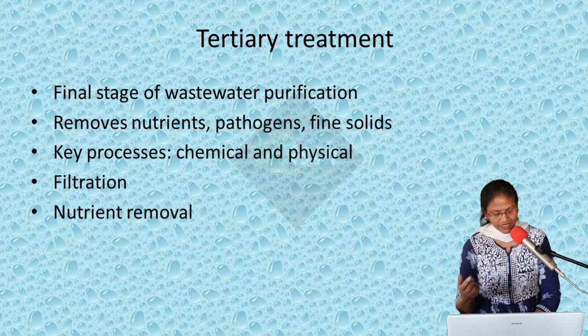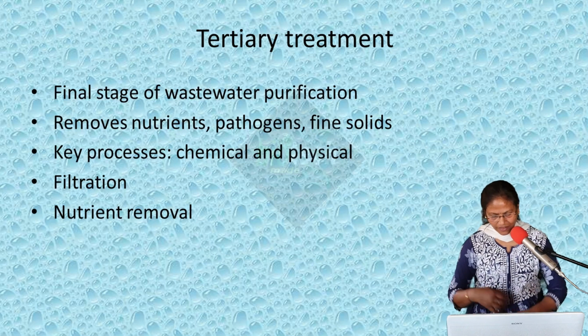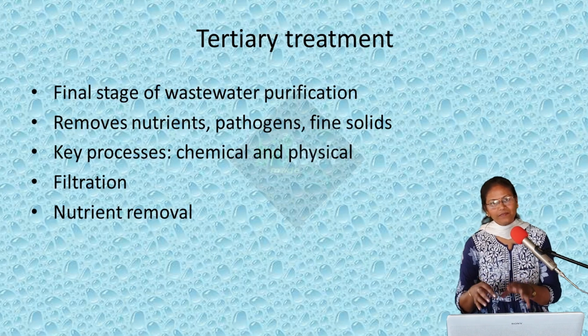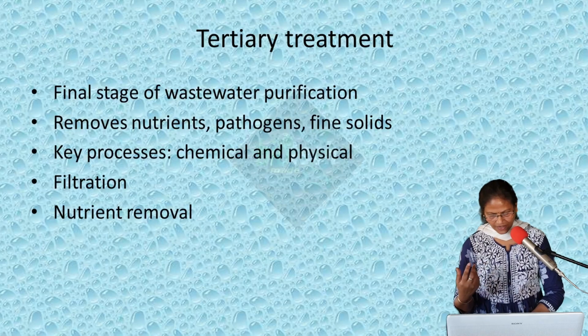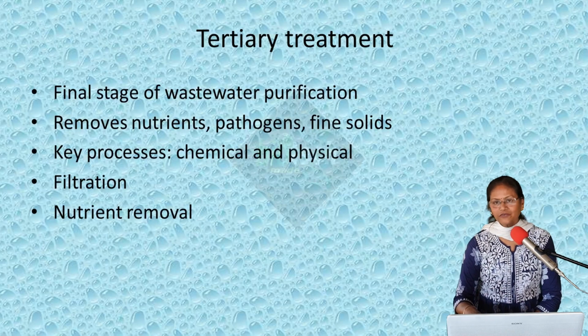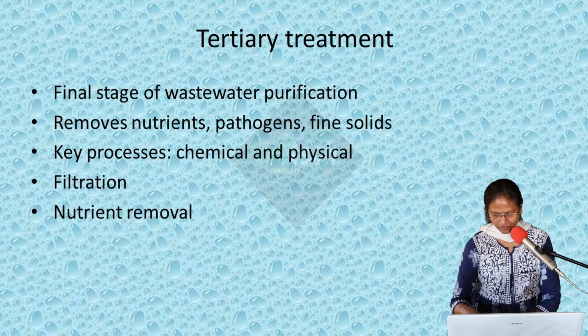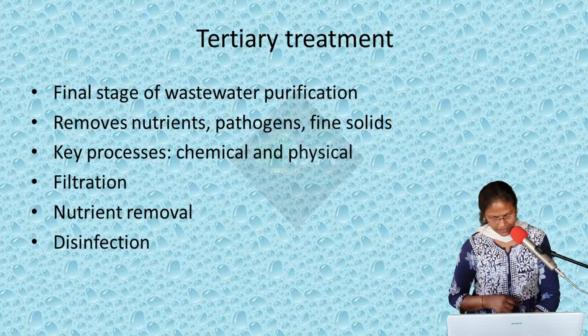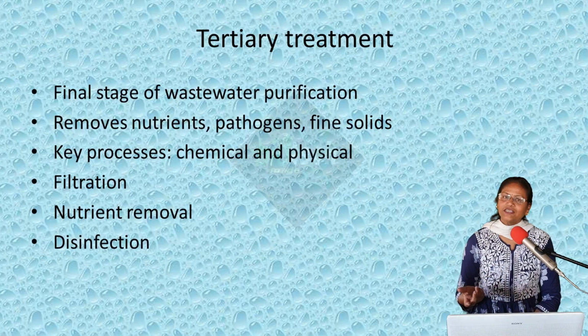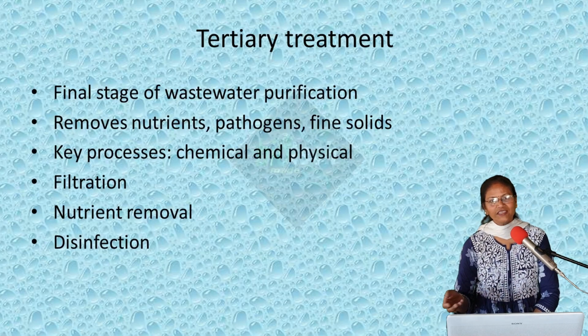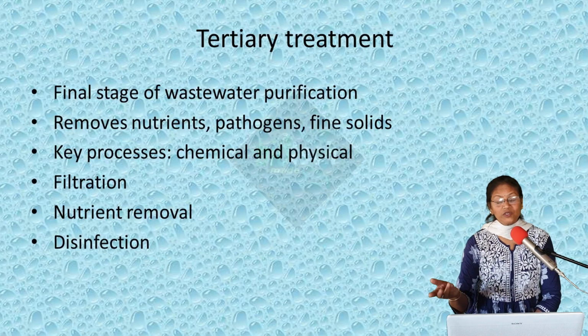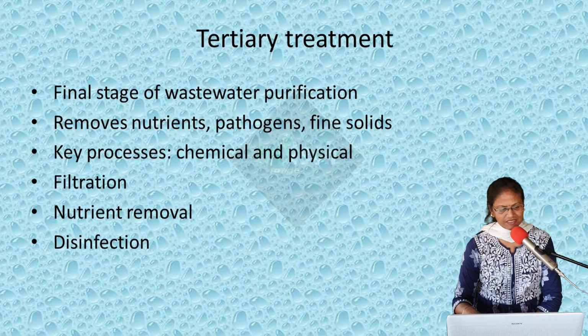Then is the nutrient removal. So here alum is used that precipitates the phosphorus, and similarly biological methods for denitrification and phosphorus removal are also used here. Then the disinfection. For disinfection, UV, chlorination or ozone treatment, all these types of treatments can be done.